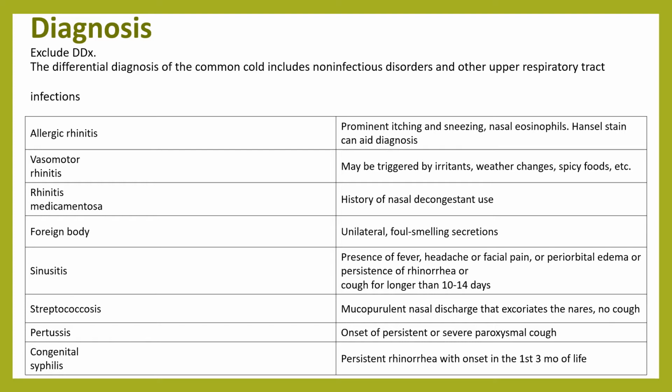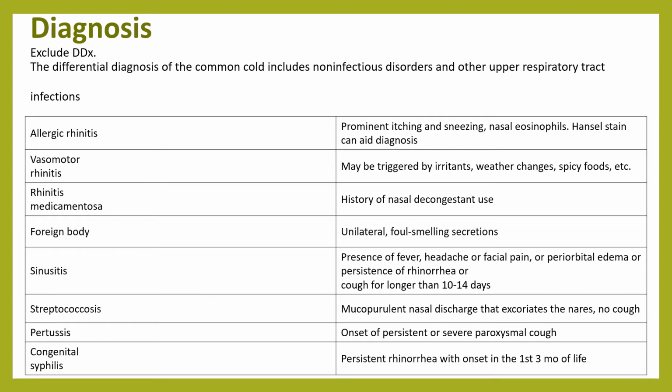Also, the patient may have other allergic signs such as asthma, allergic dermatitis, and the like. Sometimes vasomotor rhinitis may be triggered by weather changes or spicy foods. And rhinitis medicamentosa, that means rhinitis that is caused by overuse of nasal decongestants. So nasal decongestants themselves can cause rhinitis if we use them excessively. A foreign body causes unilateral foul-smelling and sometimes bloody secretion.